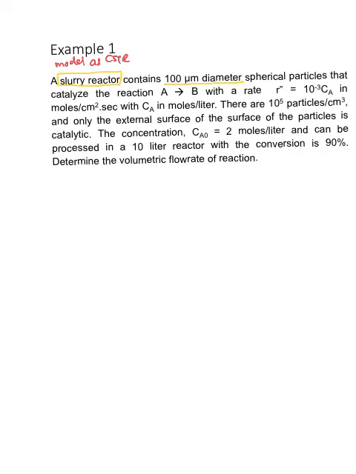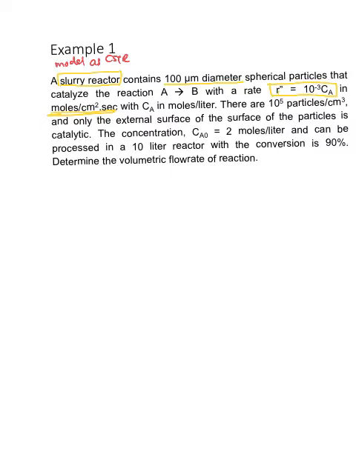And then it catalyzes the reaction A to B with a rate. So given the rate at the surface of reaction, R prime equal to 10 negative 3 Ca in moles per centimeter square per second. So the unit of R for the rate of reaction at the surface is given as this. Okay, this is the unit, with Ca in moles per liter, the concentration unit.